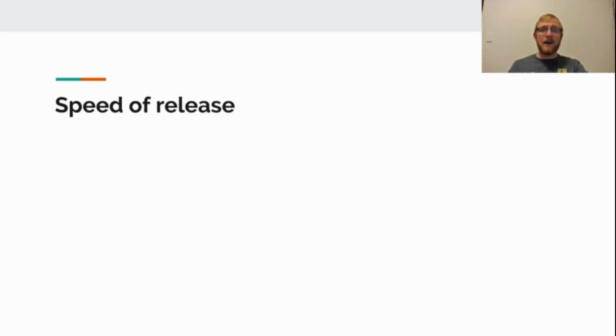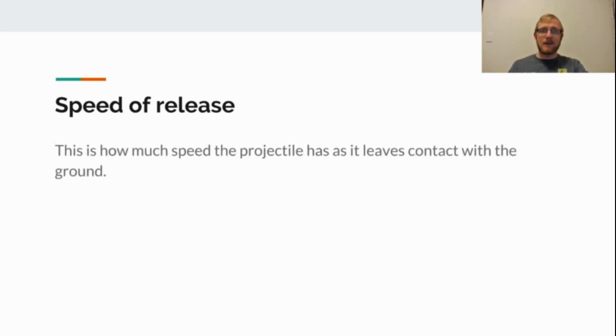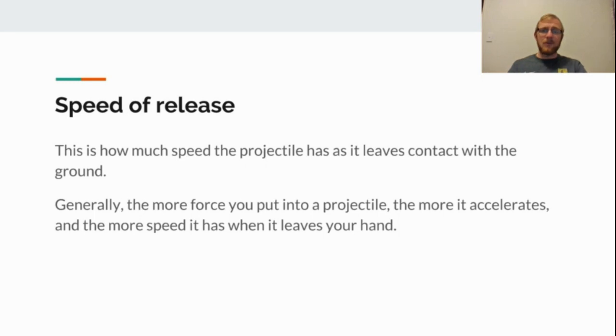Next, we're going to talk about speed of release. This is how much speed a projectile has as it leaves contact with the ground, or leaves whatever is contacting it. For example, your human body, it leaves your arm. Generally, the more force you put into a projectile, the more it accelerates, and that means the more speed it has when it leaves your hand or leaves the ground.